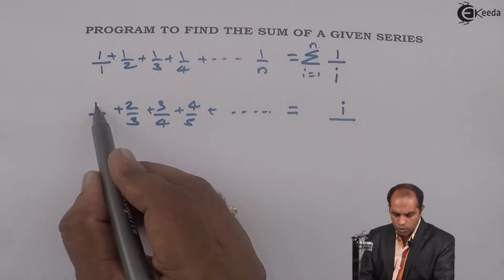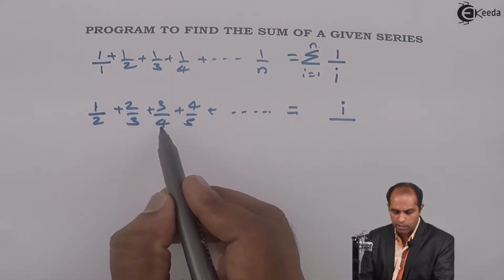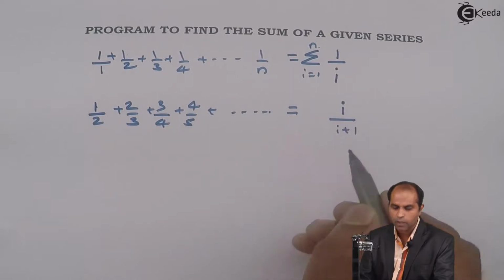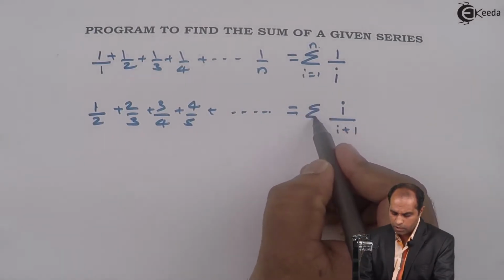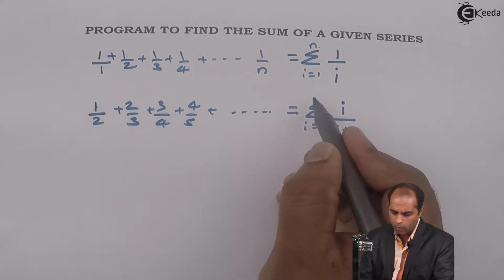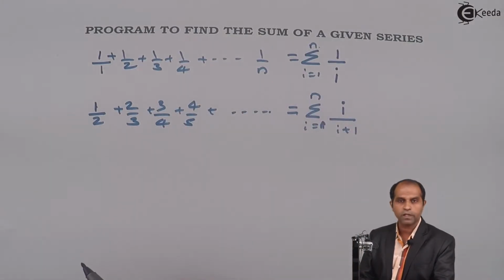So here, when I is 1, it is 2. When I is 2, it is 3. When I is 3, it is 4. So it means that I can say I plus 1. And here, I can put a summation symbol of I, where I changes from 1 to n. So I have this particular series.